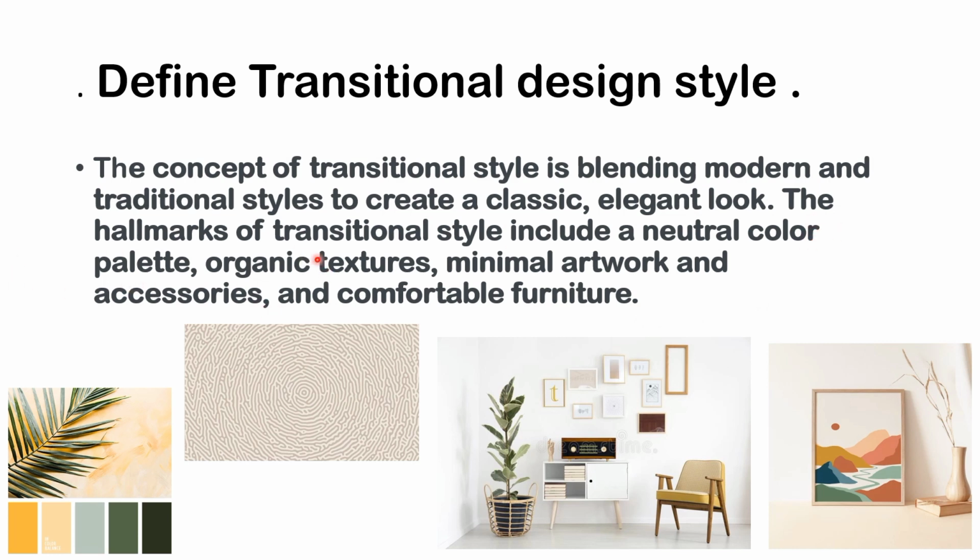The hallmarks of transitional style include a neutral color palette, organic textures, minimal artwork and accessories, and comfortable furniture. So this transitional design style has some hallmarks, or you can say some basic rules to achieve it. The rules are, you have to use a neutral color palette, the one which is shown here. The neutral color palette means the earthen tones.